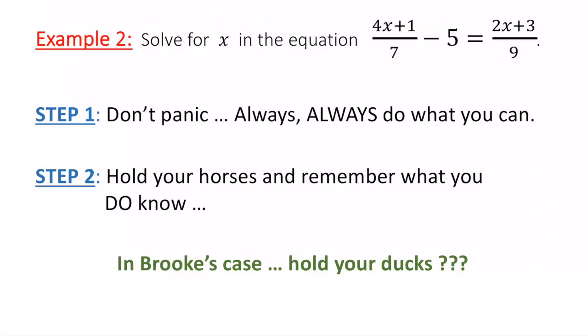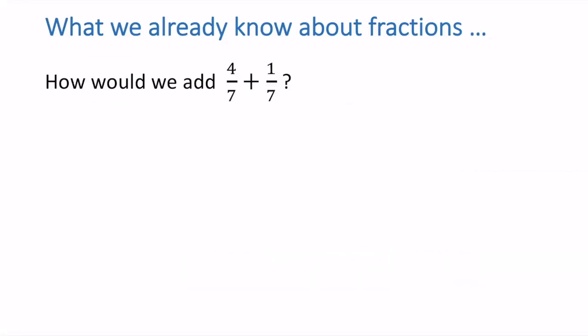Before we begin this example, let's review what we already know about fractions. Let's say we were going to add 4 over 7 plus 1 over 7. We know this from class that when we're adding and subtracting fractions, what we really care about is that they have a common denominator first. That is to say the bottom number is the same. If they're not, we change it to be such. But in this case, it's already a common denominator, which is 7.